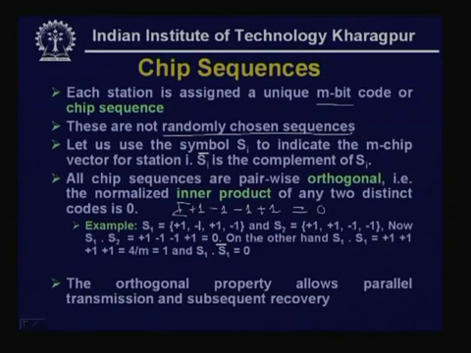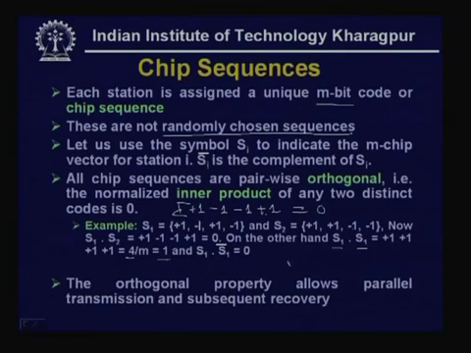On the other hand, if you multiply the same code, S1 into S1, +1 with +1 becomes +1, +1 with -1 becomes +1, minus 1 with minus 1 becomes plus 1, and minus 1 with minus 1 becomes plus 1. If you add them, it becomes 4, and if you divide it by the number of bits, you get 1. So if you multiply S1 with S1, the same chip sequence, you get 1. On the other hand, if you multiply with the complement, you get again 0.